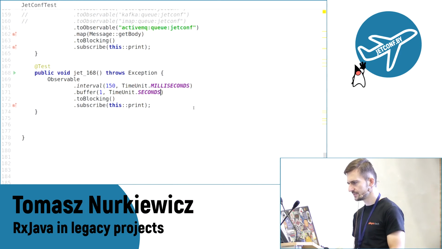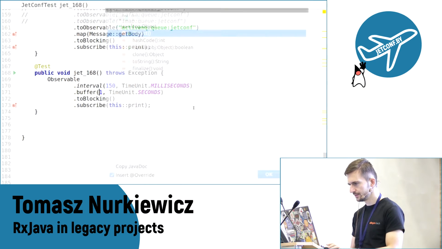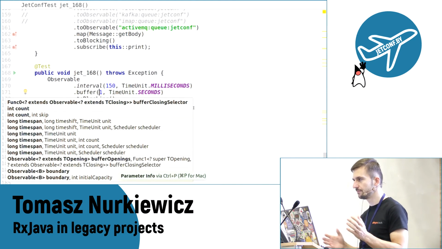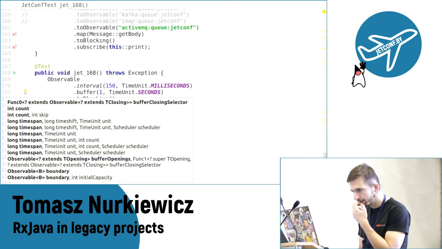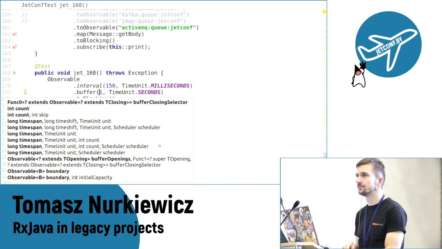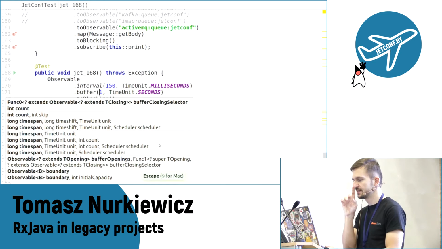I think so. There's actually an overloaded version for that. The question was, can you combine both by time and by number? There should be a version here somewhere. Boundary, I think there was, maybe I'm using it. Oh, here it is: time span, unit, count, and scheduler. Scheduler is something we're going to learn in a second. All right?